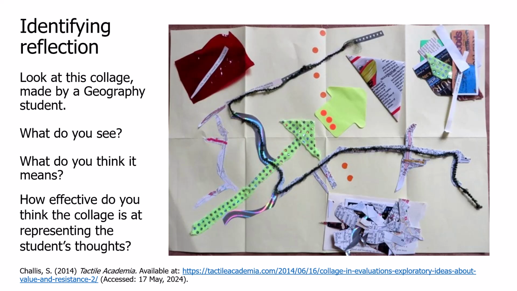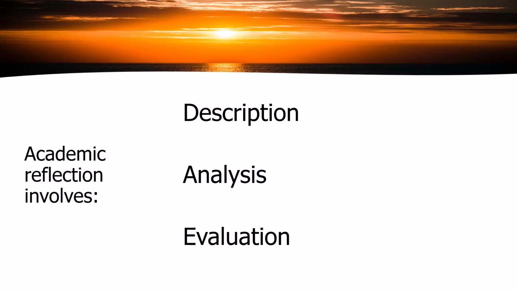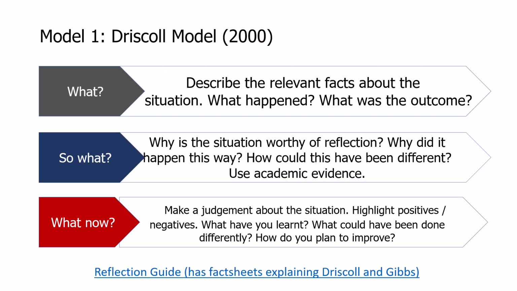Now, while you were answering those questions, you're describing what the situation is. You're then analysing it by explaining what you think it means, and then you're evaluating it by thinking about how effective it is. And those three things are the three things that you have to include in any academic reflection. You need to describe, you need to analyse, and evaluate. Now let's look at those three things and what they look like inside a range of models.